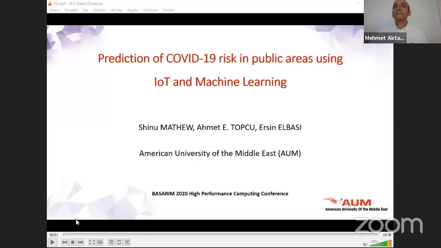Hi everyone, we are Shinu Mathew, Ahmet E. Topcu and Ersin Elbasi from American University of the Middle East, presenting a topic about prediction of COVID-19 risk in public areas using IoT and machine learning at the BAŞARIM 2020 High Performance Computing Conference.